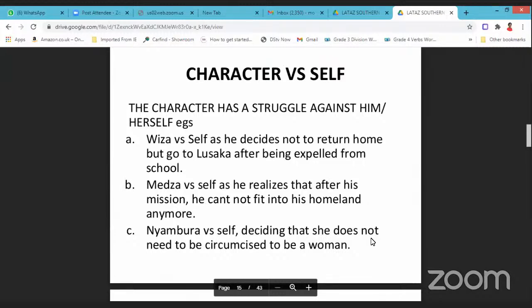In the third example, you have Nyambura versus herself. She decides not to get circumcised in order to be considered a woman in her society. And that is because she had seen her own sister, Utoni, die from an infection after circumcision. So these are the conflicts that characters go through, but you may find through different literatures, they break them down even further to specify what type of characters, or if it's decision making, what types of decisions that characters go through.